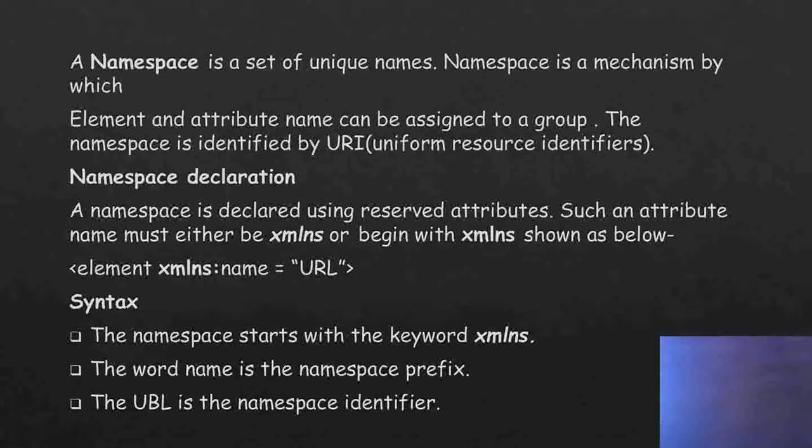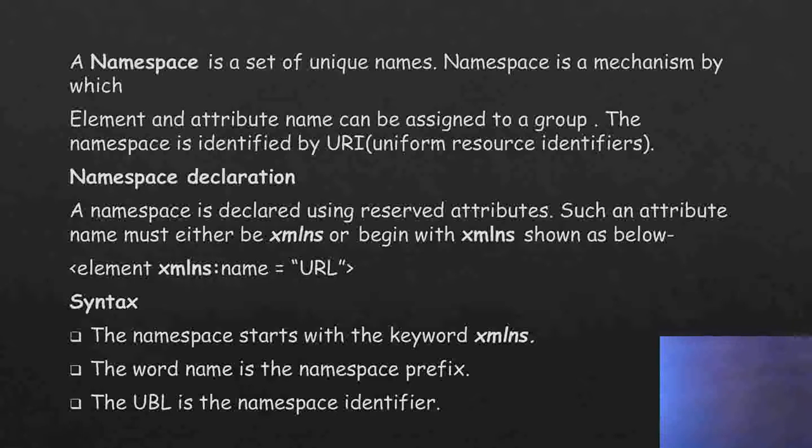A namespace is a set of unique names. Namespace is a mechanism by which element and attribute names can be assigned to a group. The namespace is identified by a URI, uniform resource identifier. A namespace is declared using reserved attributes. Such an attribute name must either be xmlns or begin with xmlns, as shown below.